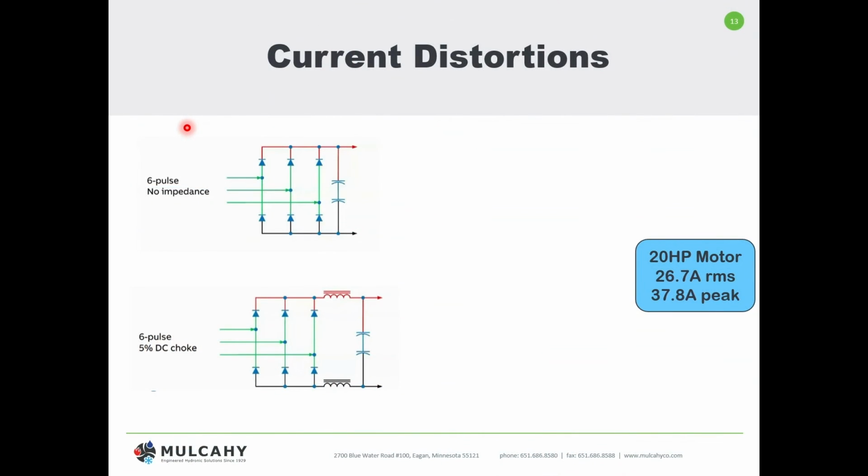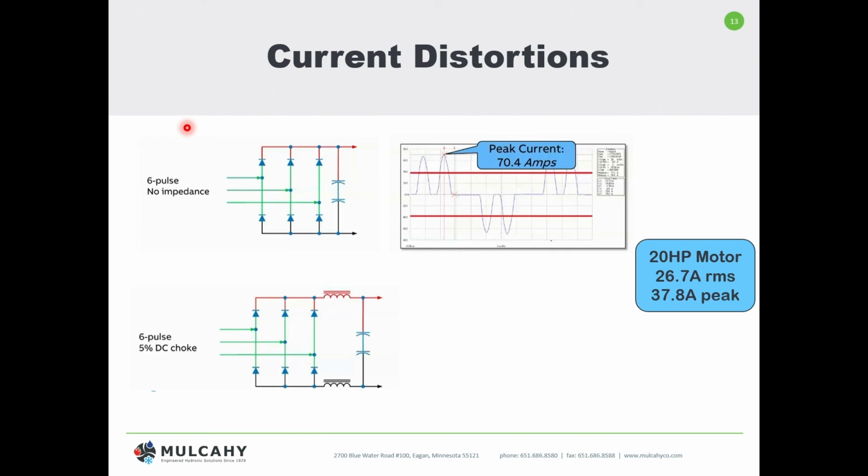If we look at that in the real world with an actual motor, as an example, if that 20 horsepower motor was hooked up on a standard starter across the line, it's going to be pulling in at 26.7 amps and 38 amps peak. Now, if we go back to that 6-pulse drive up top with no impedance whatsoever, those plucky high amplitude sine waves, it's actually drawing 70.4 amps on the meter. It's not being used. That's where it's getting dissipated as heat, but it's pulling that off the meter.